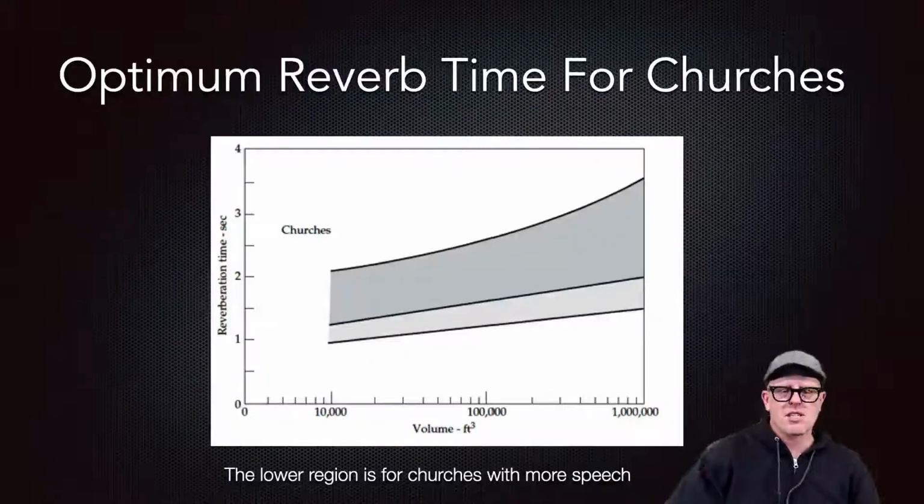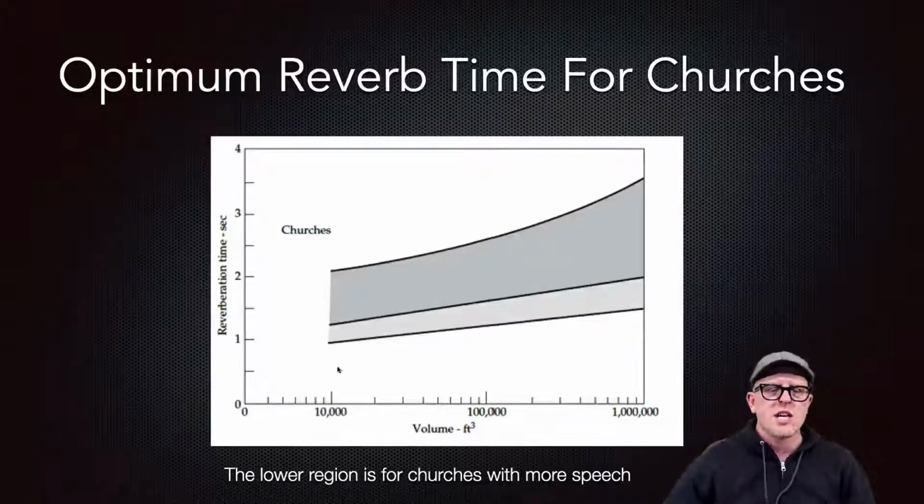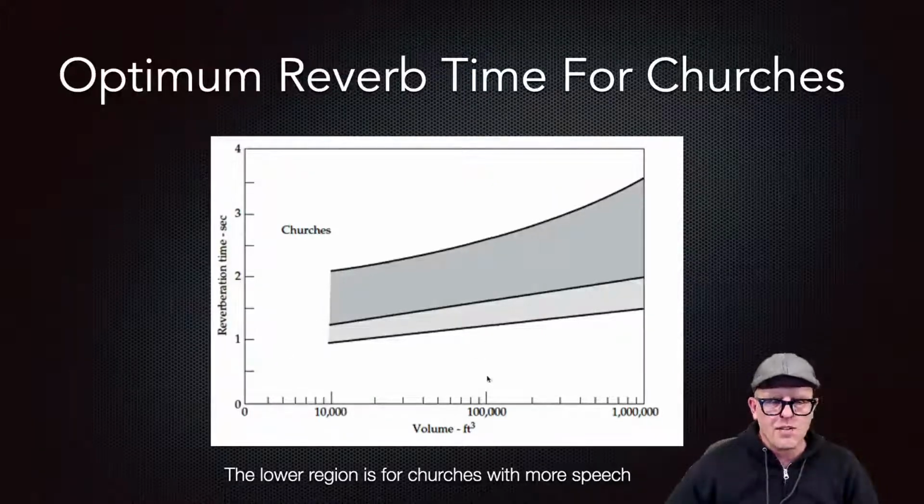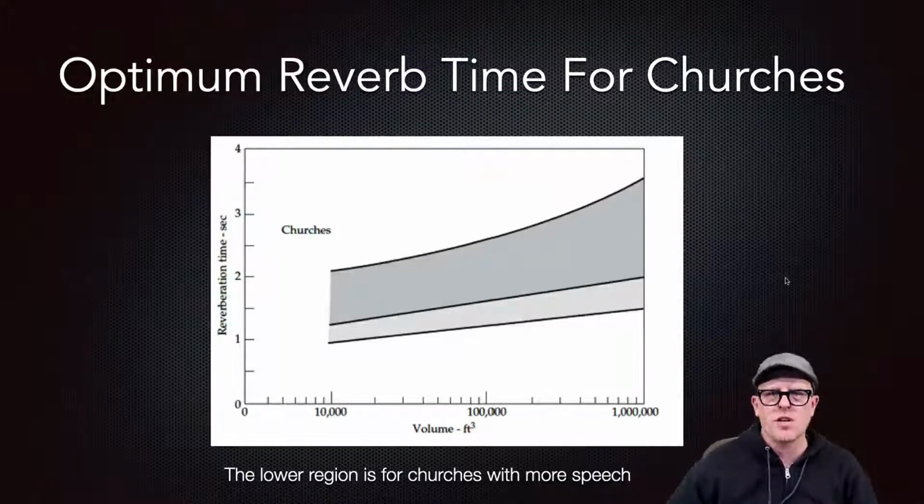All right, so let's take a look at this. This is a church right here. So it also depends on the size of the space. If I'm talking about a 100,000 cubic foot church right here, this is where we want the reverb time. This one has more speech, so we'll say a reverb time of about 1 second up to about 2.5 seconds. Between 1 and 2.5 seconds is a good reverb time for a church.